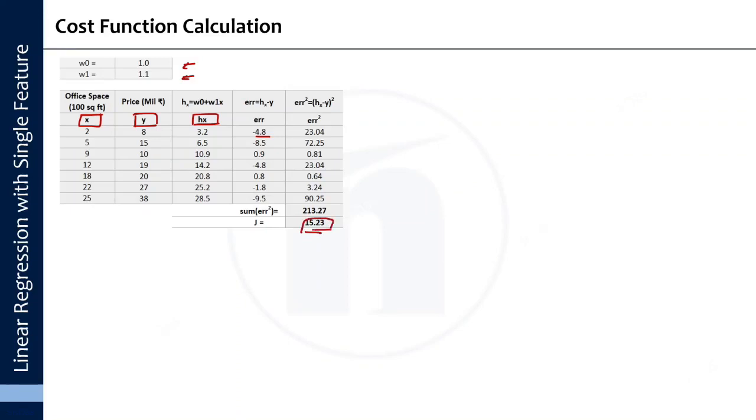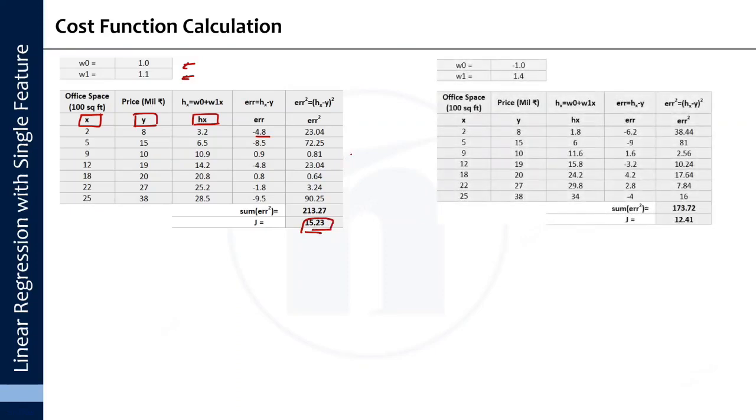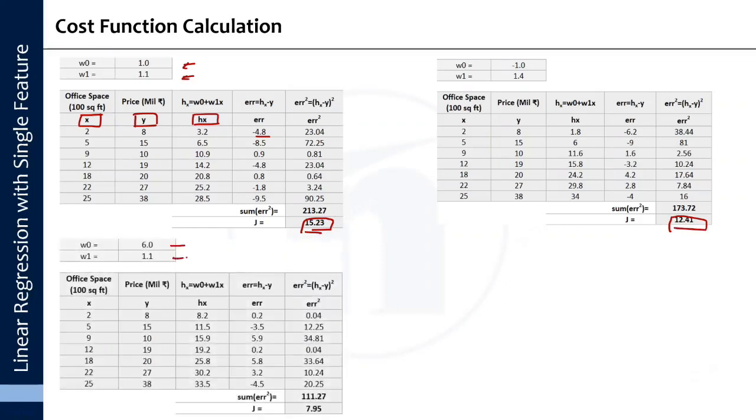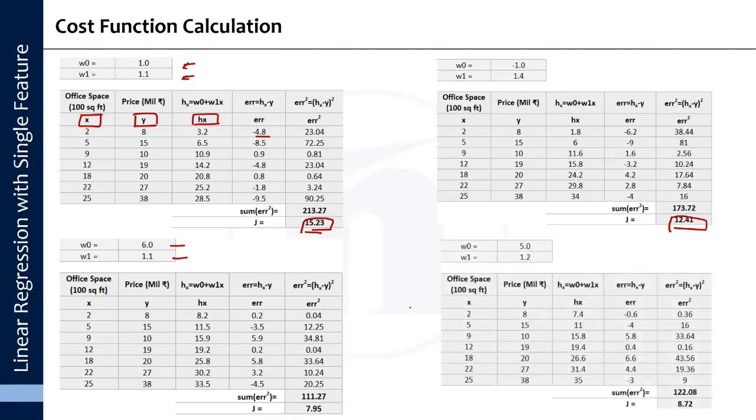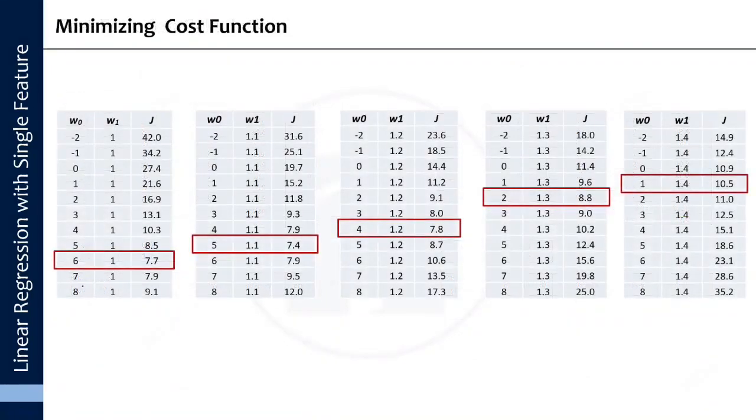This J, or cost function, is for one combination of W0 and W1. Now we go for other combinations. Say W0 equal to -1 and W1 equal to 1.4. Here we find the cost function is 12.41. Earlier it was 15.23. Let's take another combination, W0 equal to 6 and W1 equal to 1.1. Here the cost function is 7.95. Another combination, W0 equal to 5 and W1 equal to 1.2, gives a cost function of 8.72. There will be numerous such calculations, so we cannot show all of them here.